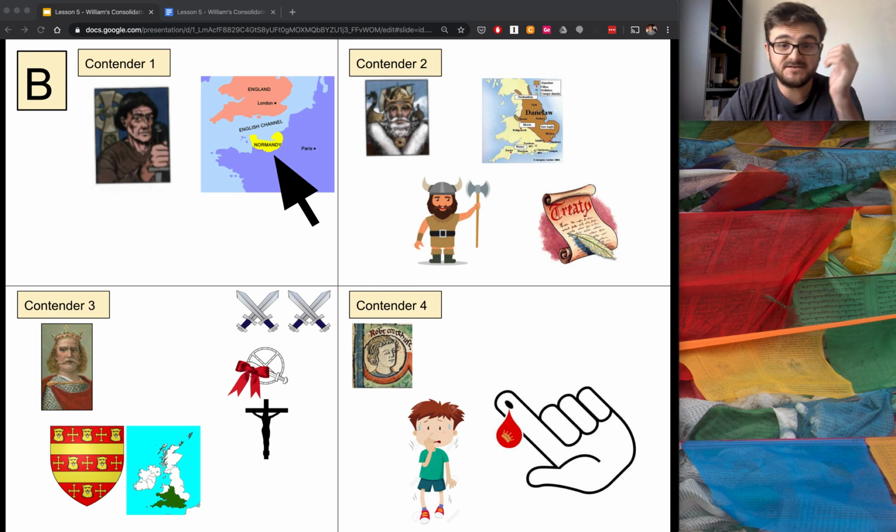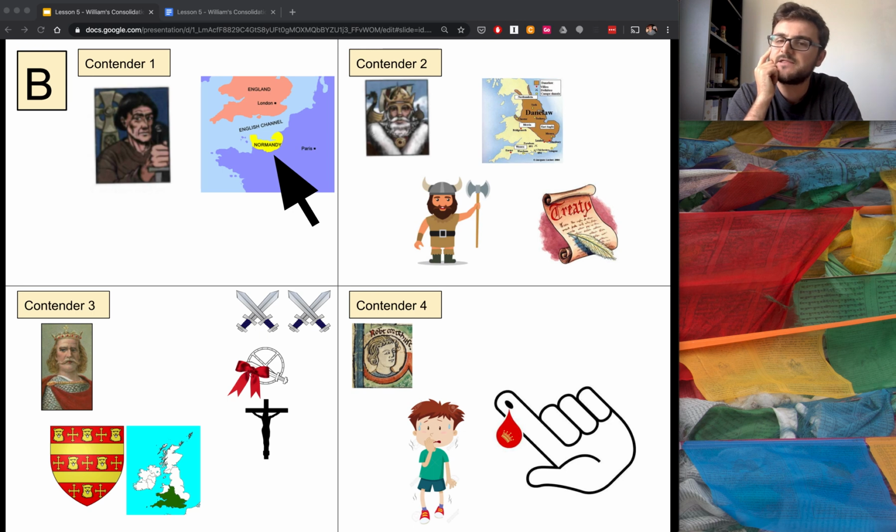The final contender to the throne, number 4, is Edgar the Atheling. Now, Edgar the Atheling was the nephew of Harald Godwinson. This meant he was a nephew of Edward the Confessor. This meant that he had royal blood. It meant that he had a really strong family connection to the old king, Edward the Confessor.